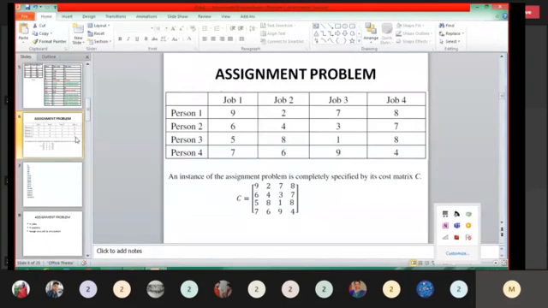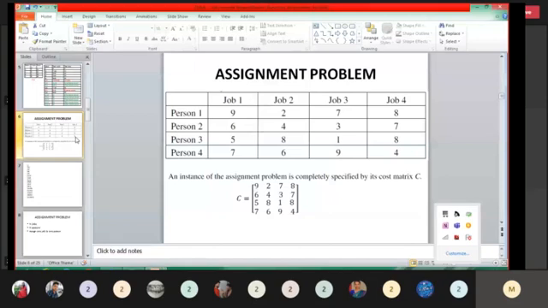The condition in the assignment problem is to assign one job to one person. So consider n jobs and n persons. We need to assign each job to every person. Each job to every person, right?